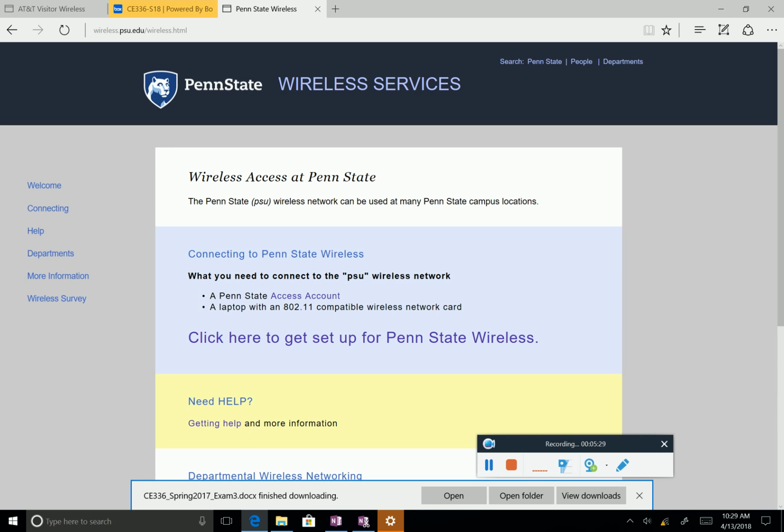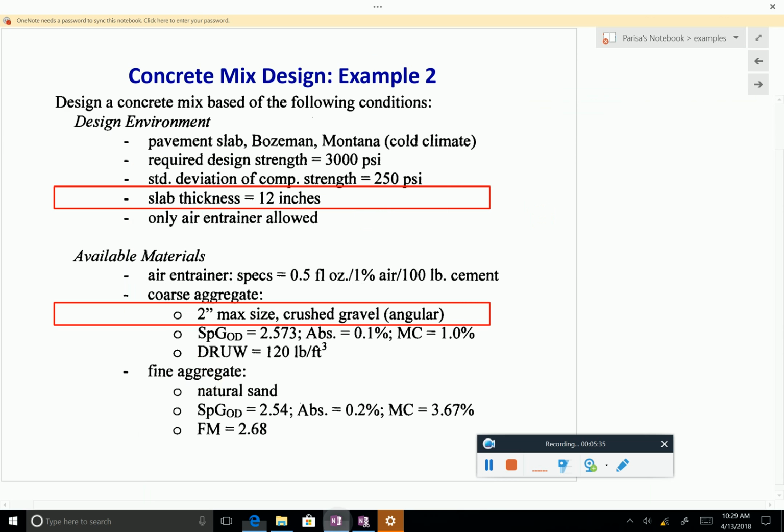I'm using 3 inches. What is going on? I'm using 3 inches slump. That's the maximum. You can use 2 if you want. It's a design. How much should I use?